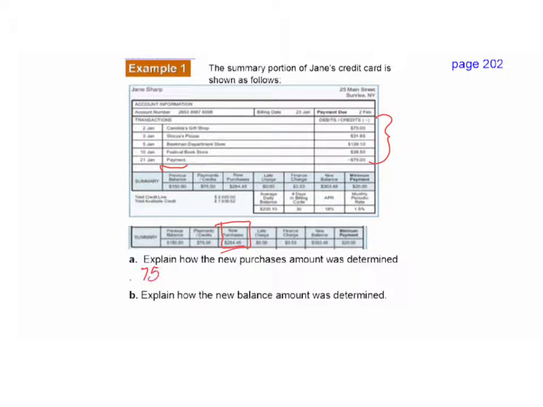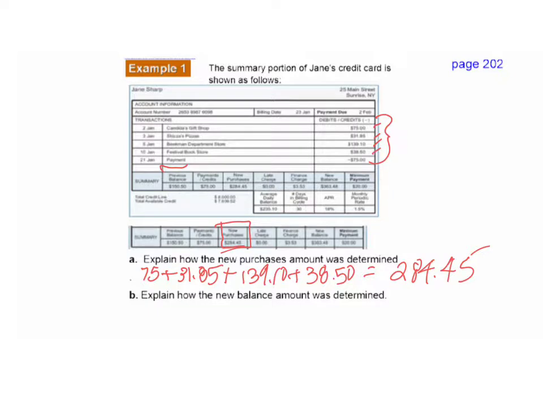75 plus 31.85 plus 139.10 plus 38.50. If we add all those together, voila, $284.45. There they are, 7, 31.85, 139.10, 38.50. You can see I included everything but the payment.